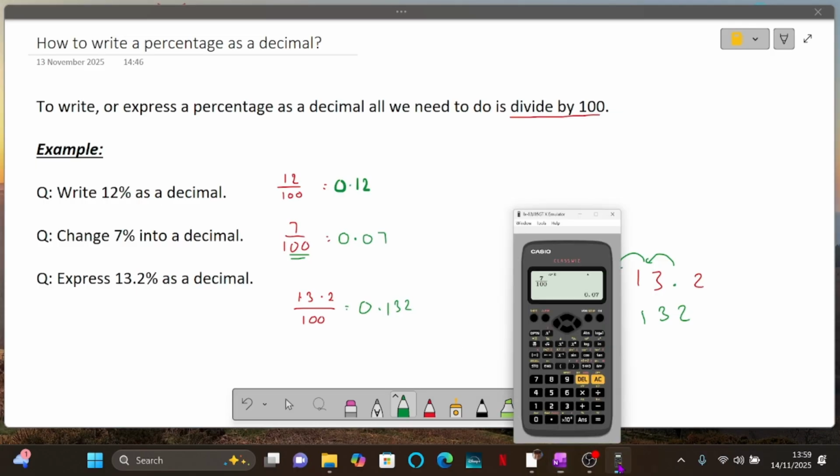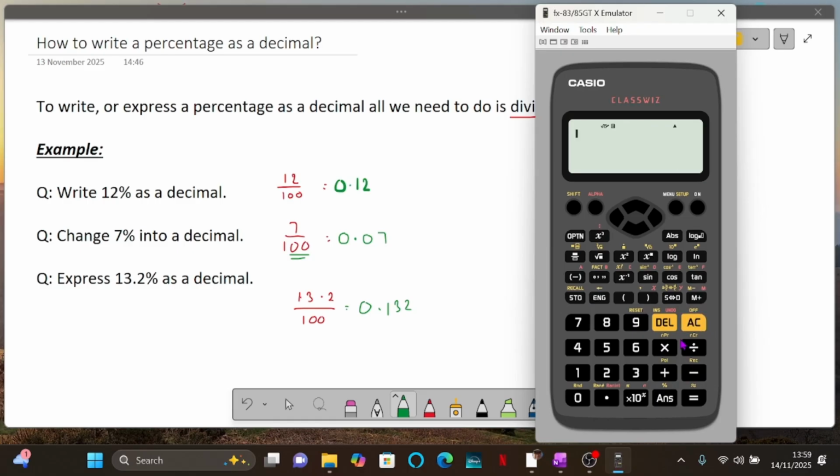As always, you can put that straight into your calculator, if you are able to do so. 13.2 over 100, it gives me 0.132.